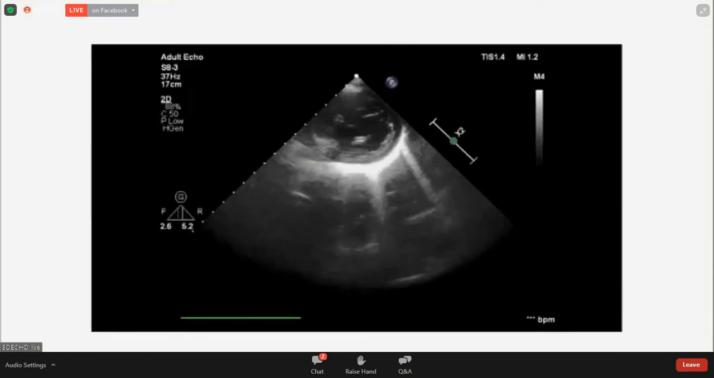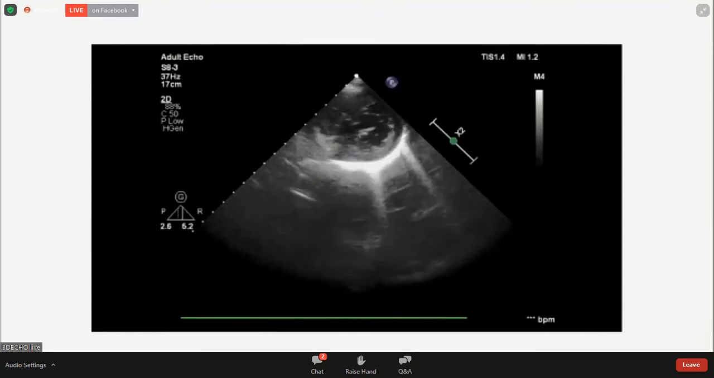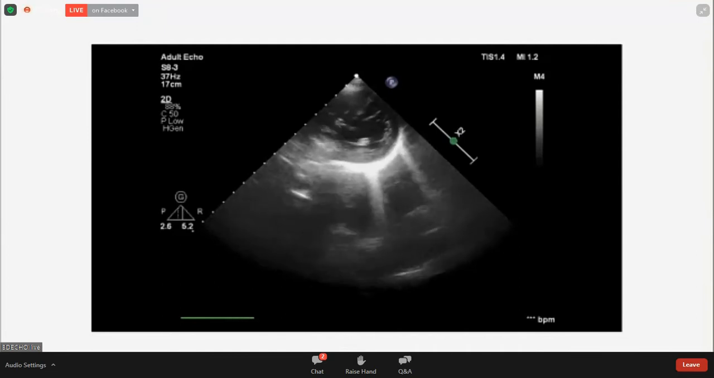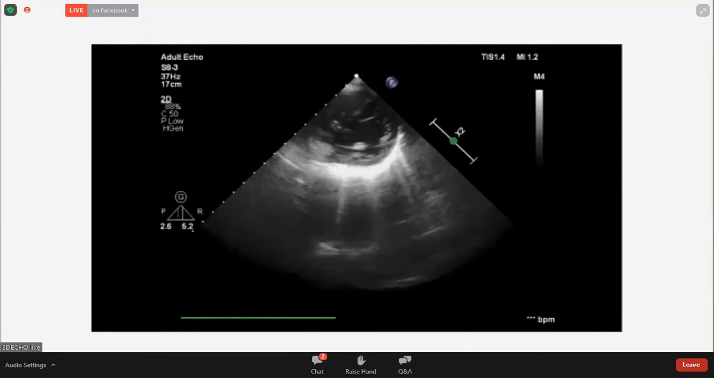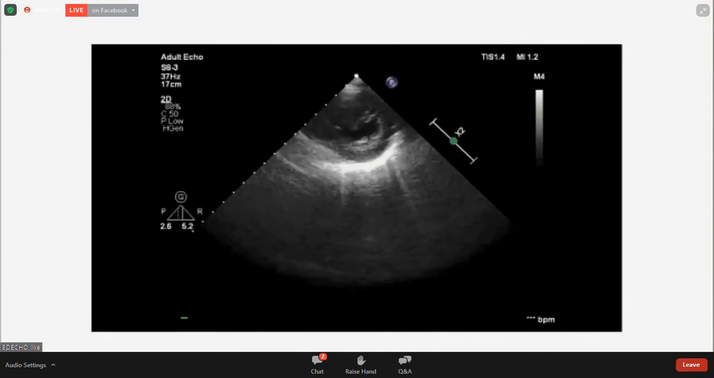And this is the short axis view at the level of the papillary muscle. You can see there is a single papillary muscle. So now we can say that this MS is congenital MS due to parachute mitral valve.